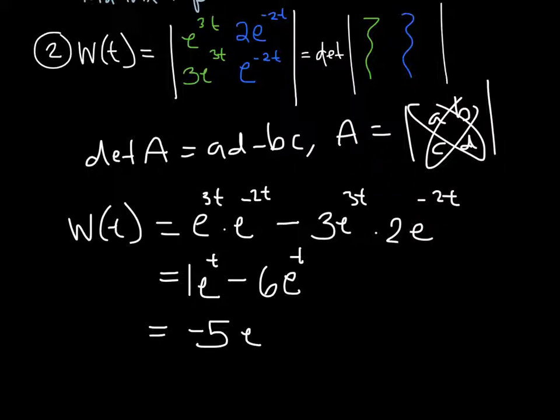e to the t, which is not 0, so that means that they're linearly independent. If it was 0, then our solutions would be dependent, so we can derive one from the other. So that's it for number 2.